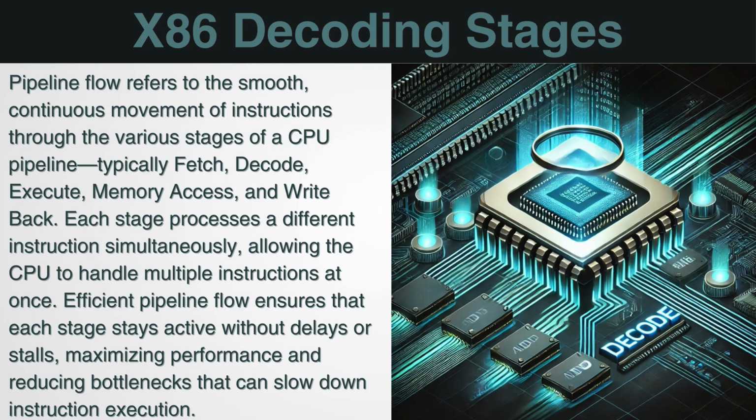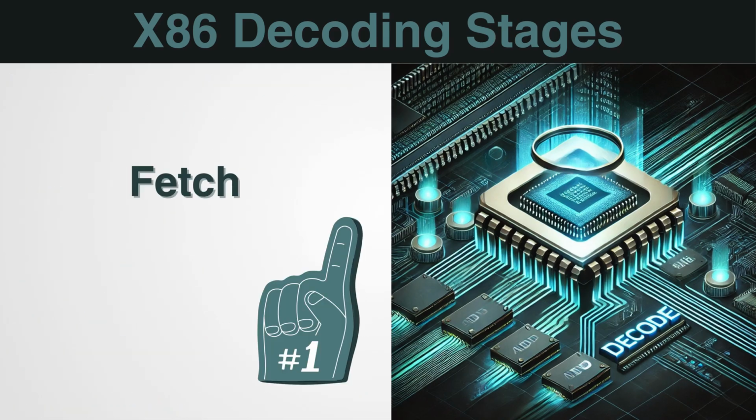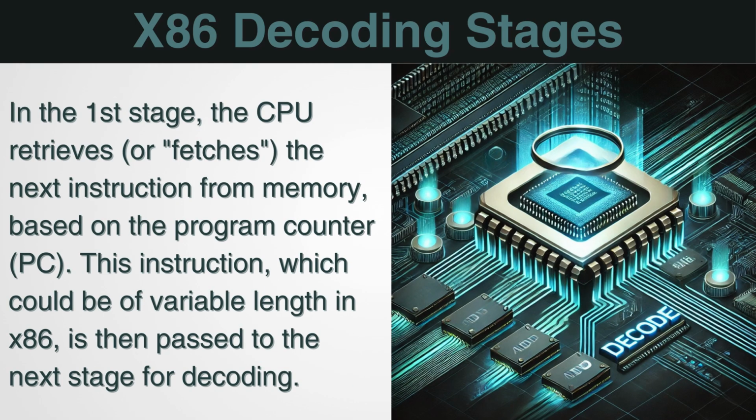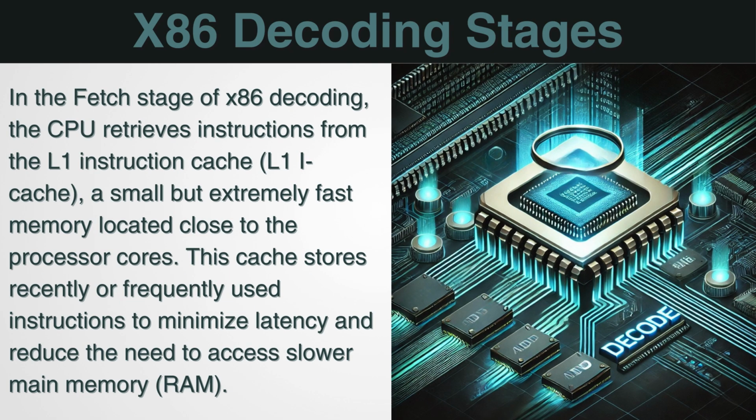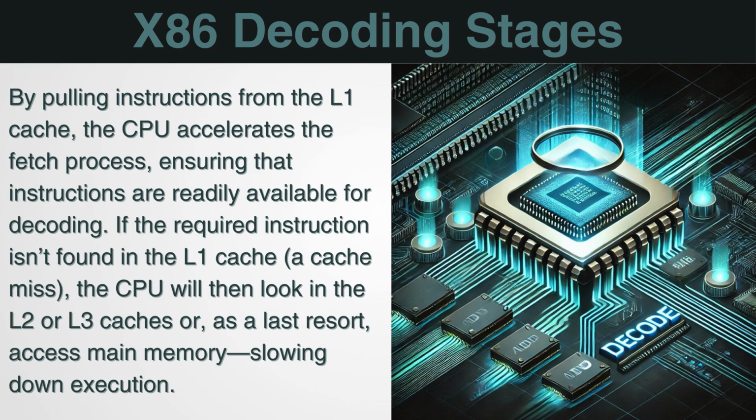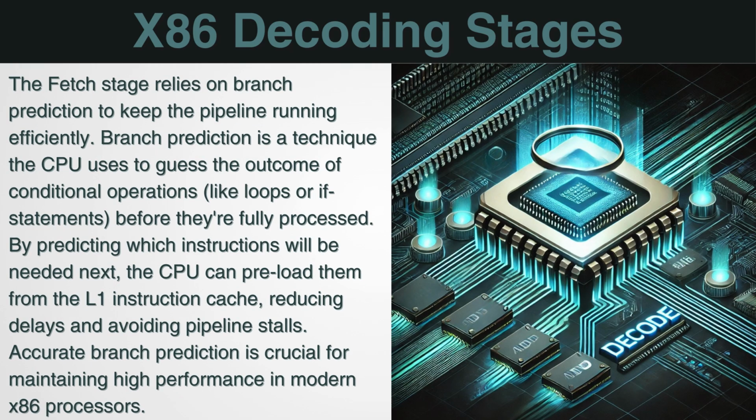So let's go into what these stages are. We have the first stage, which is the instruction fetch stage. Its goal is to retrieve instructions from memory. The CPU's instruction fetch unit retrieves instructions from the L1 instruction cache. If there's a cache miss, it moves to L2, L3, or main memory, RAM, stalling the pipeline. This stage relies heavily on branch prediction to preload instructions and minimize delays.